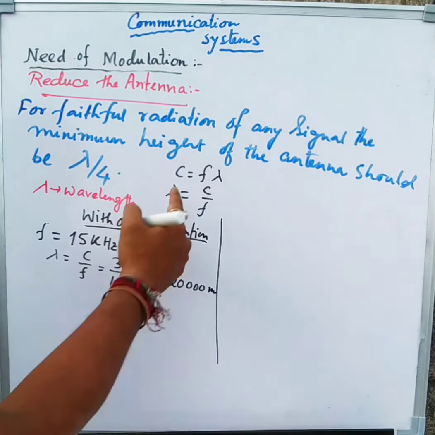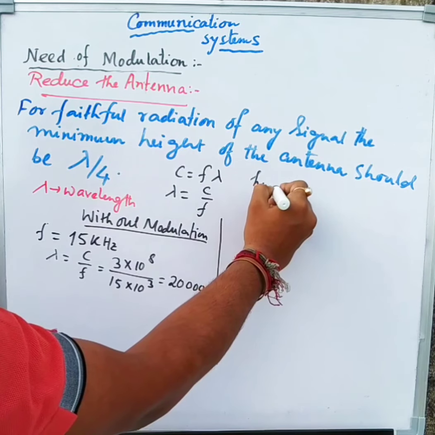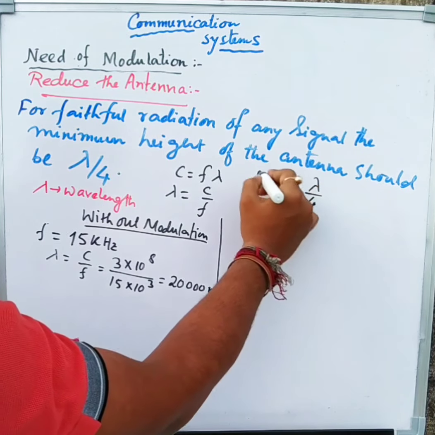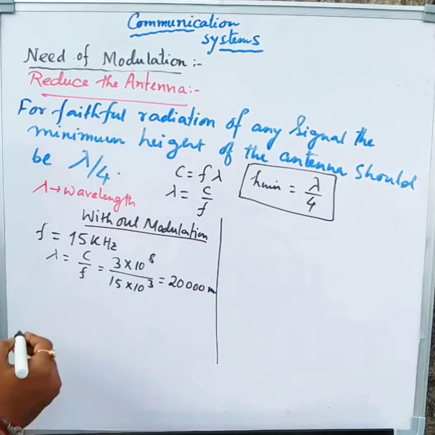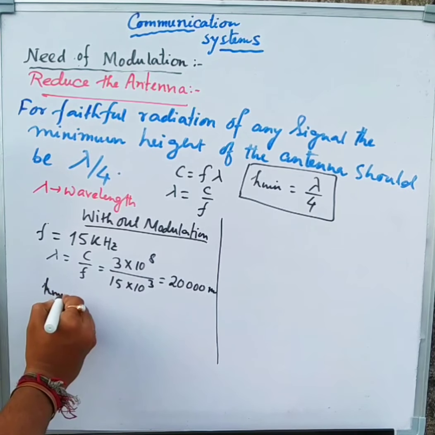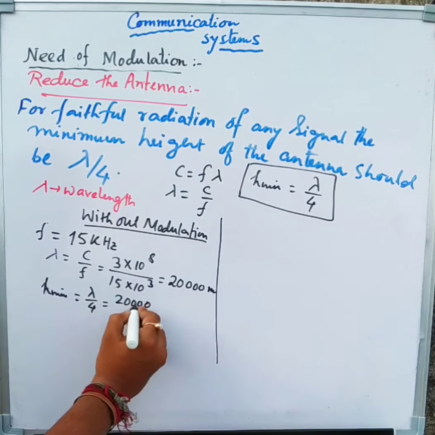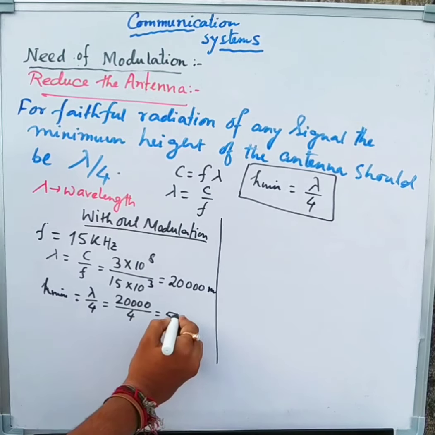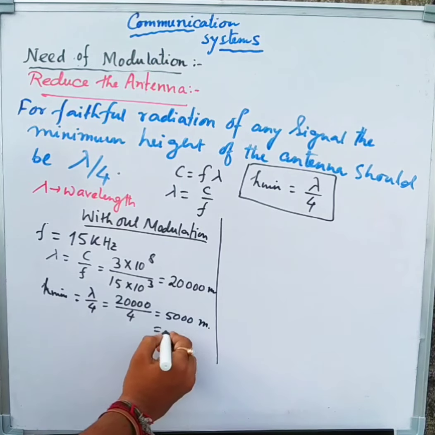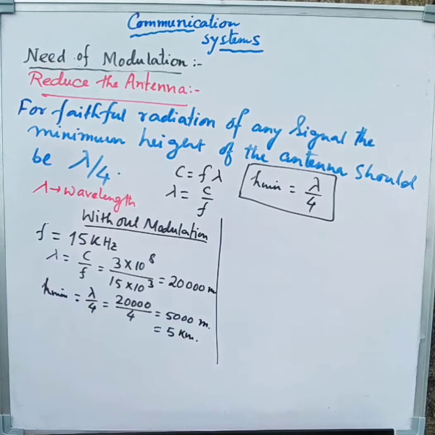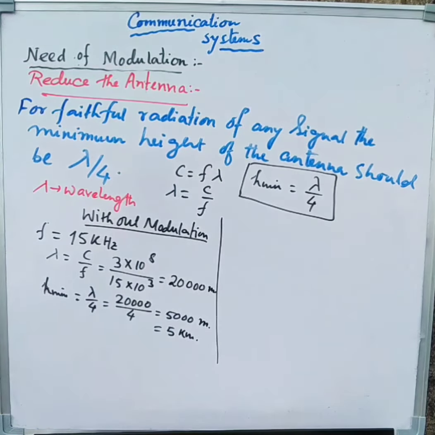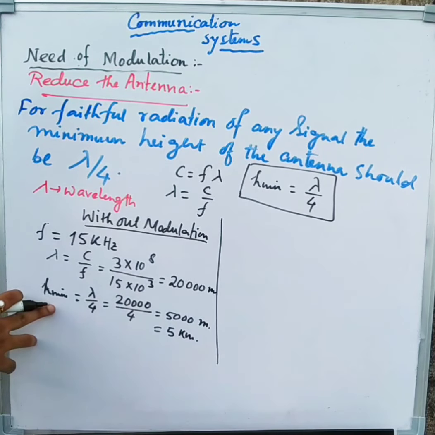Now what is the minimum height formula? Please remember, height minimum should be lambda by 4. You have to keep this in your mind. So the height minimum is equal to lambda by 4, that means 20,000 divided by 4, which comes to 5,000 meter, almost 5 kilometer. So try to understand, the height of the antenna is 5 kilometer. Is it practically possible? No, it is not practically possible to construct an antenna having a height of 5 kilometer. It's a very huge height.